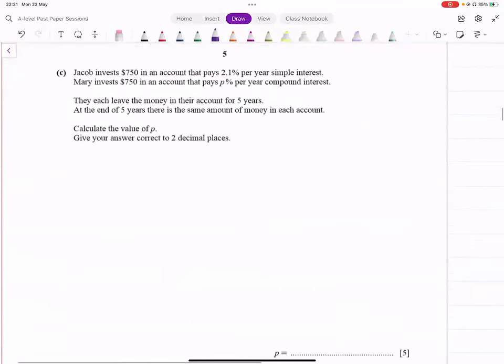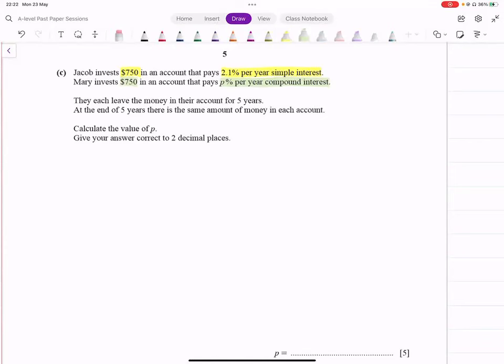Okay, let's move on. Part C. So now we've got Jacob, who invests $750 in an account that pays 2.1% per year simple interest. Okay, so 2.1% per year simple interest. That's what Jacob is getting. You've got another person, Mary, who invests $750 in an account that pays P% per year compound interest. They each leave the money in their account for 5 years.